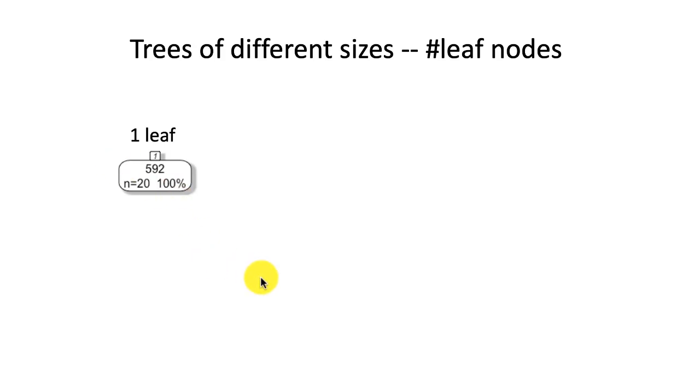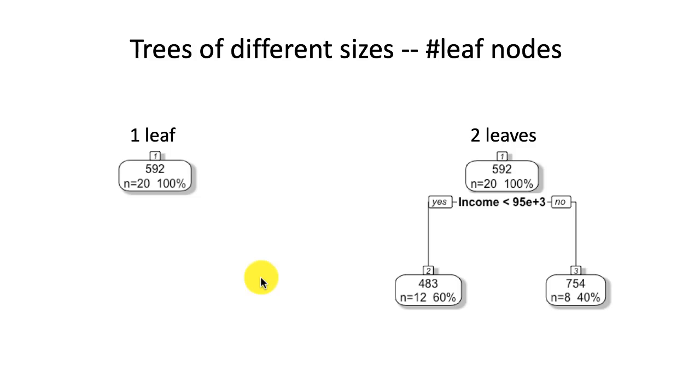Now you could have a tree with two leaves, which is just one split. So income less than 95,000, that's your tree. You're going to go only on income. If income is less than or equal to 95,450, or whatever the value was, then you will say the predicted expenditure is 483. Otherwise, you will say the predicted expenditure is 754. So that's a tree with two leaves. Obviously, this tree is not going to be very accurate, but it'll still probably be better than the previous tree.